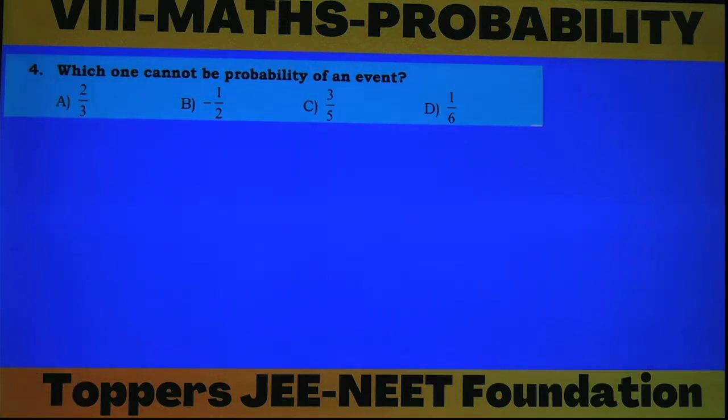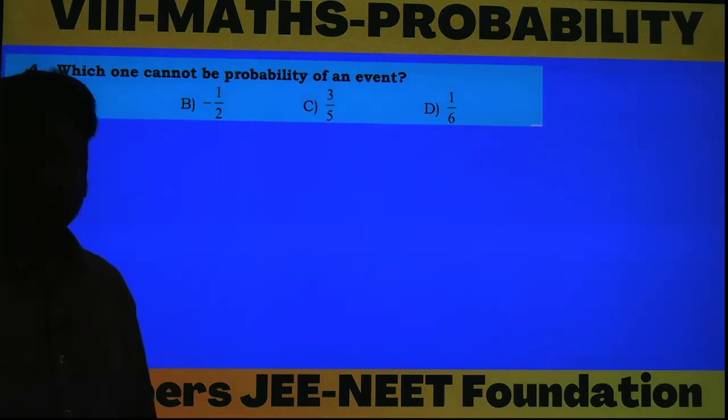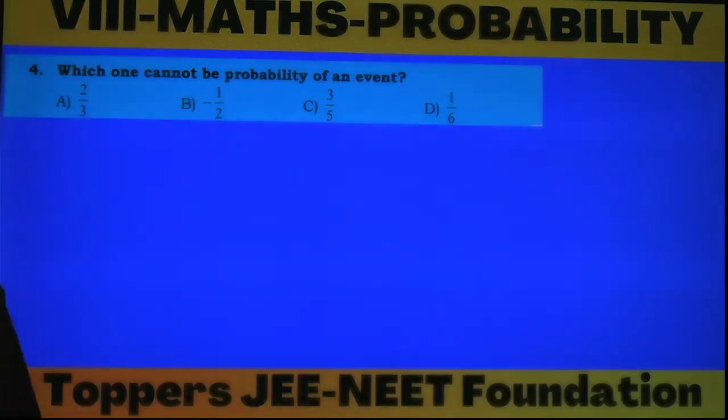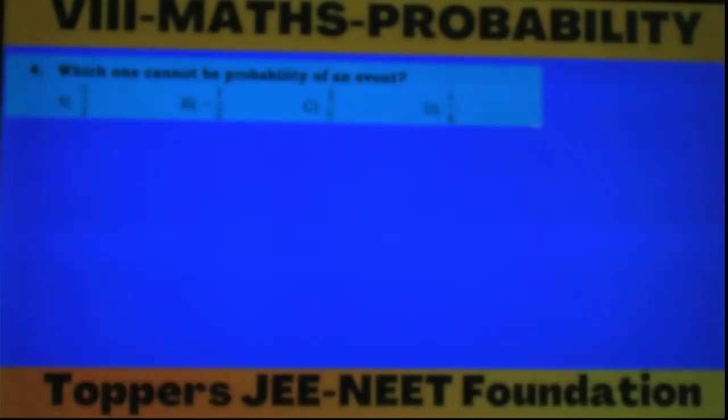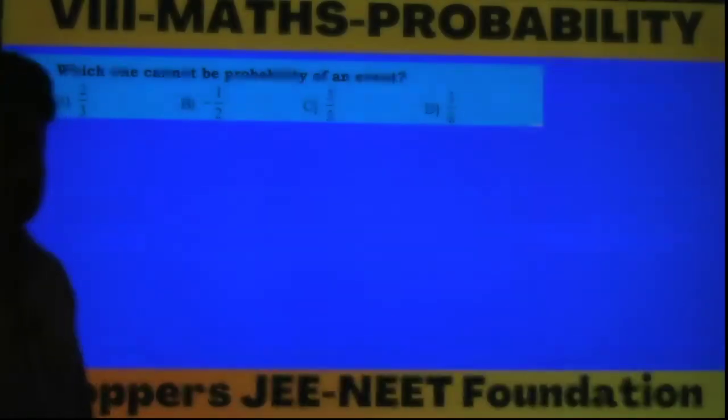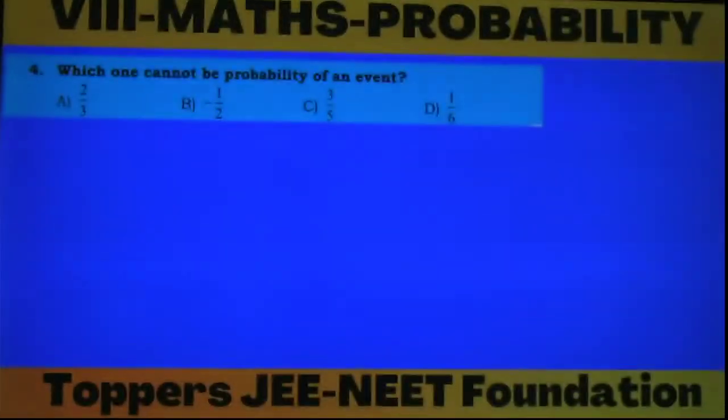Which one cannot be the probability of any event? Just as I said, probability of any event must not be negative and must not be more than 1. Option A, 2 by 3, the value of 2 by 3 is approximately 0.666, meaning 0.67 we can consider. Option B, minus 1 by 2, that is negative. So, option B is wrong.